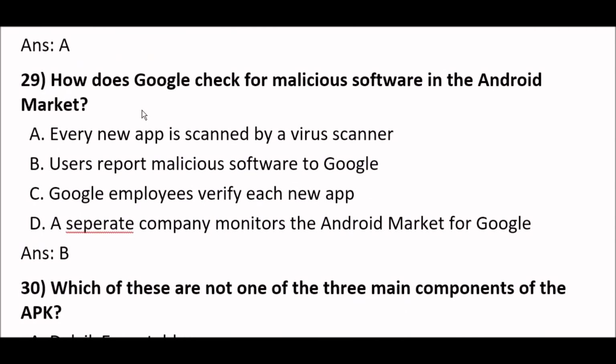Next question. How does Google check for malicious software in the Android market? Option A. Every new app is scanned by a virus scanner. Option B. Users report malicious software to Google. Option C. Google employees verify each new app. Option D. A separate company monitors the Android market for Google. Right answer is option B. Users report malicious software to Google. Okay. Users report malicious software to Google to check for malicious software in the Android market.